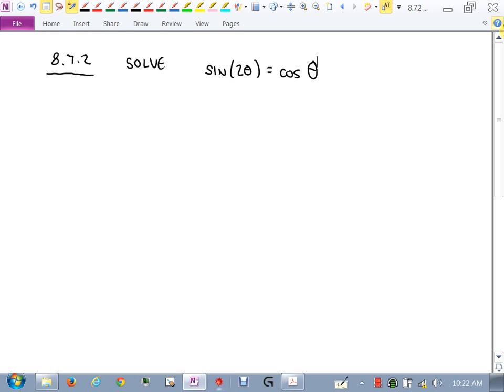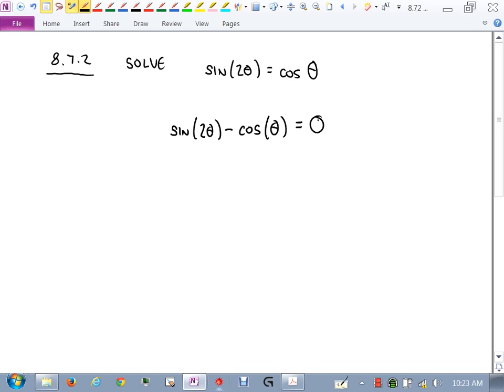So if I were doing this problem, I'd say, okay, I could use the double angle formula to turn sine 2 theta into what? 2 sine theta cosine theta. That's the double angle formula, right? But instead, let me try this. Let me move everything to one side of the equation. I'm going to put that theta in parentheses, even though I don't need to.